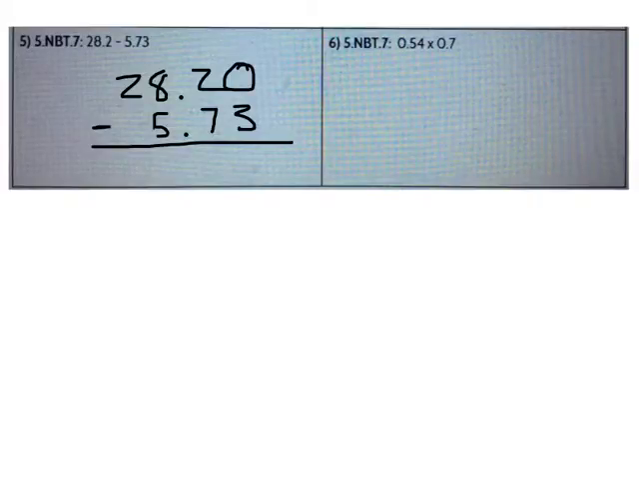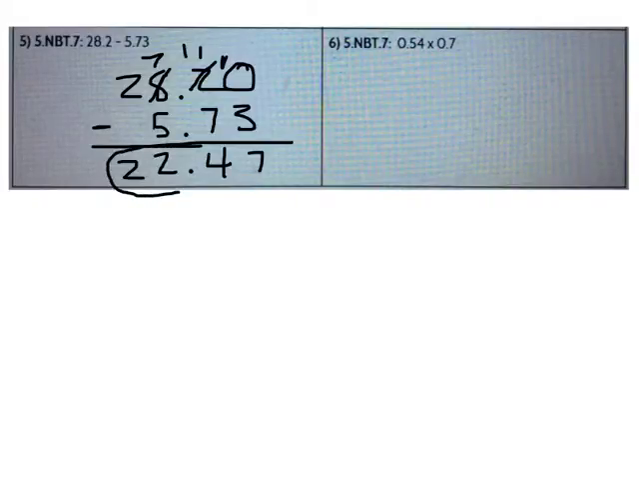I can't subtract 3 from 0, so I have to borrow from the 2. 10 minus 3 is 7. I can't subtract 7 from 1, so I have to borrow again. 11 minus 7 is 4. Bring down my decimal. 7 minus 5 is 2, and 2 minus 0 is 2. The answer is 22 and 47 hundredths. Now let's do another one.